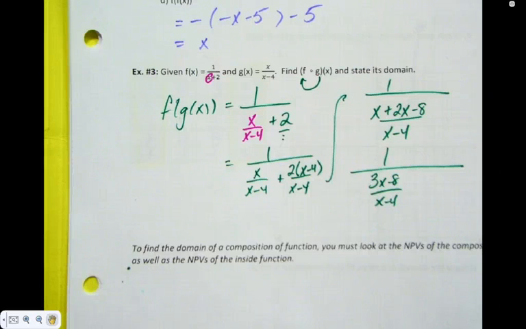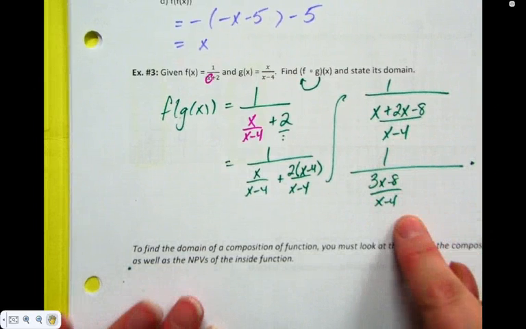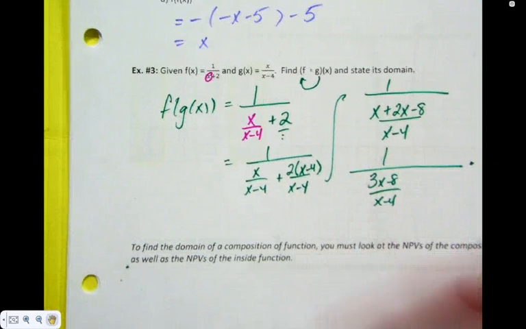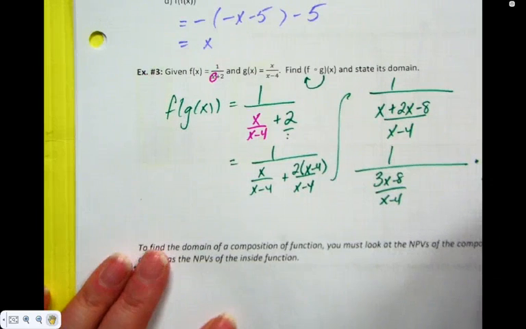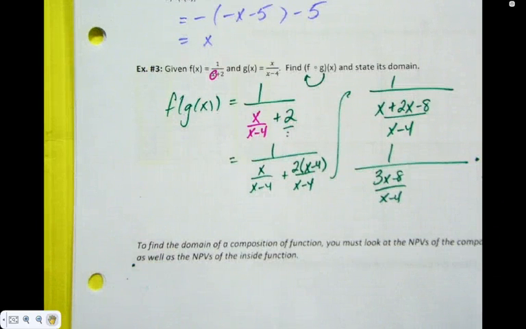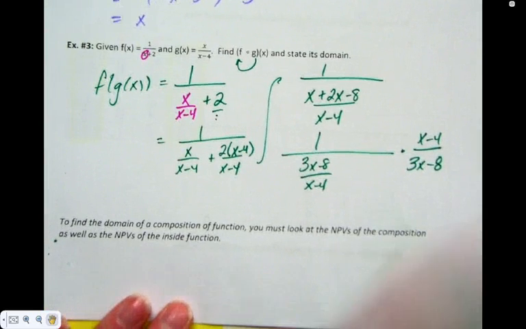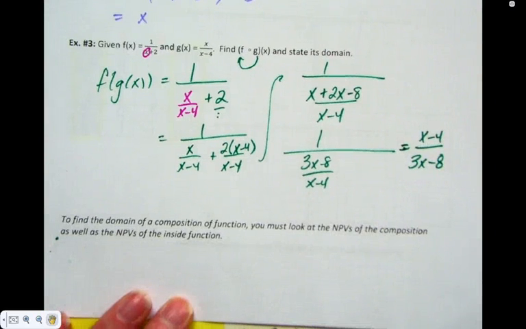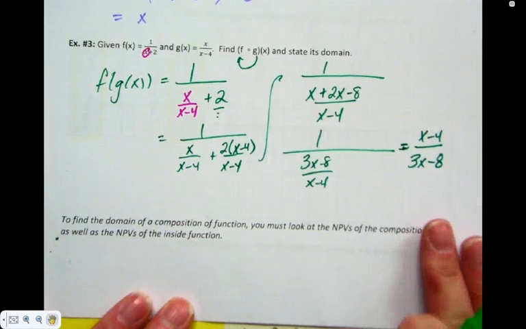Now what? That bottom is as simplified as we can get. What do we do with it? We flip it. Why do we flip it? Because to divide, you have to use the reciprocal, and because it's times 1, we can straight up flip it, so this is going to become x minus 4 over 3x minus 8. This is about as hard as the simplifying we would expect you to be able to do.